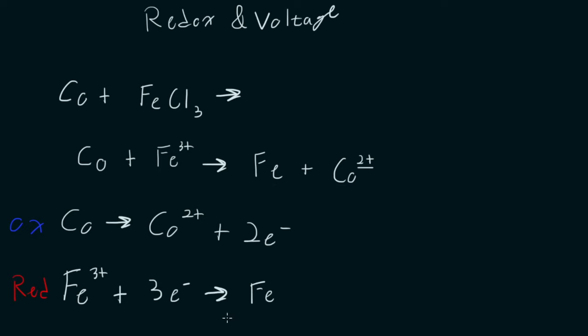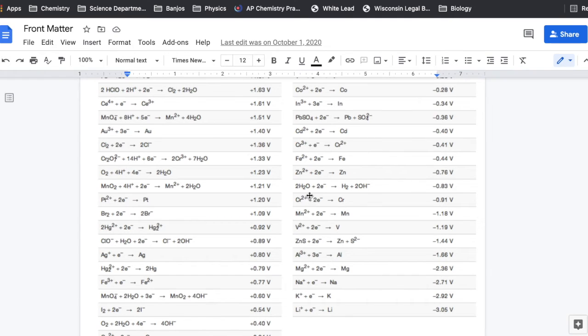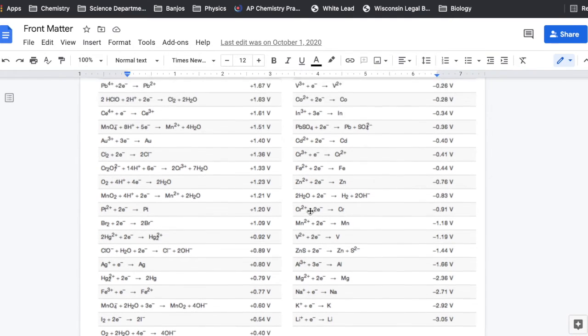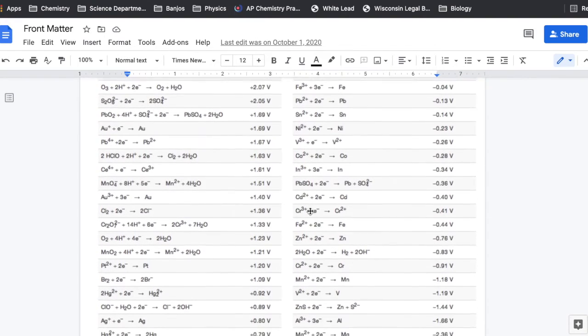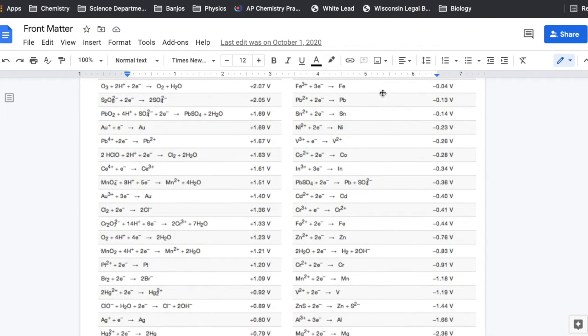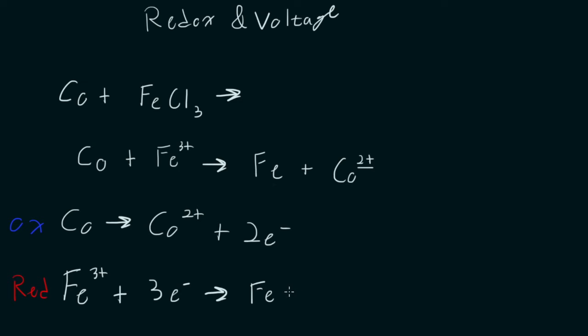Let's start with iron. Let's find iron on here. If I look for iron, I should be able to find it. It should be, hey, there it is. Iron right near the top. And so as a reduction reaction, it's going to be negative 0.04 volts. So this iron is going to be negative 0.04 volts.